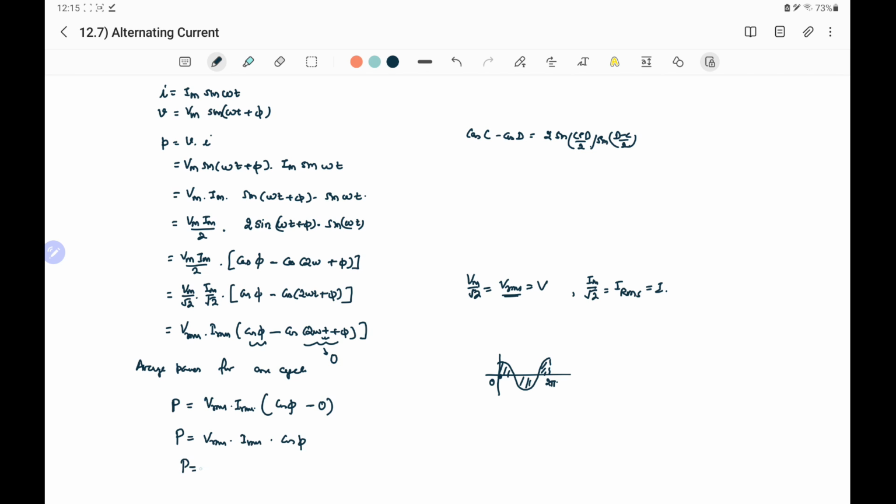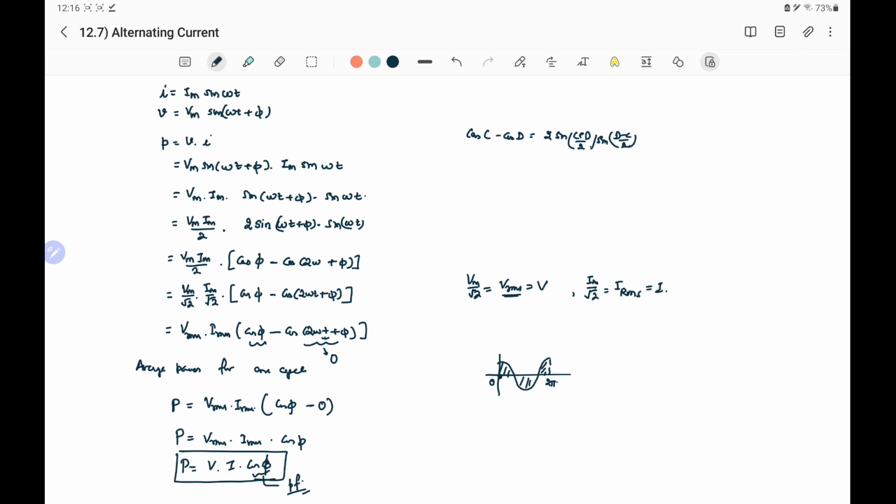Or in short, we can write Vrms simply as V, and Irms simply as I, into cos phi. So the average power in the AC circuit depends on the voltage, current as well as the power factor, where cos phi is the power factor. This is the power factor.